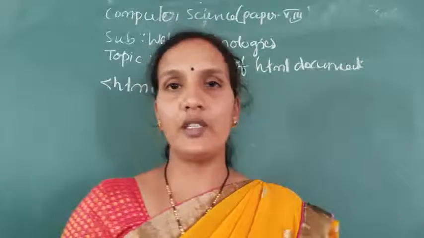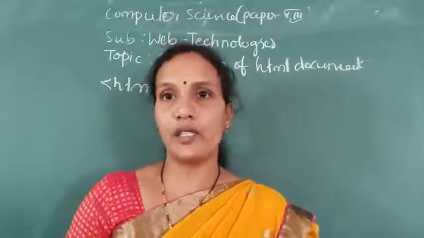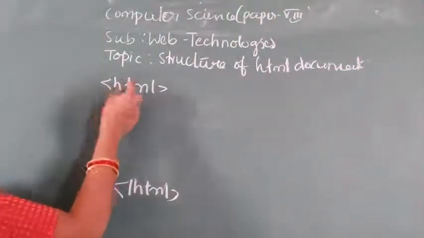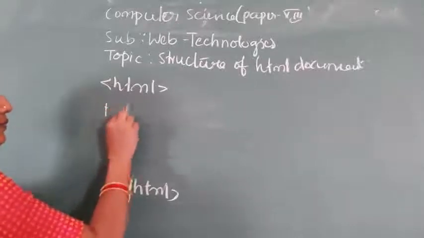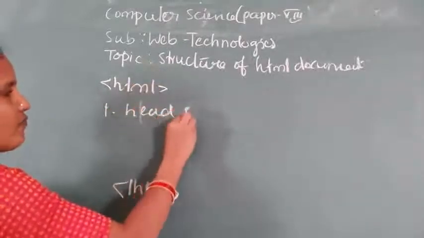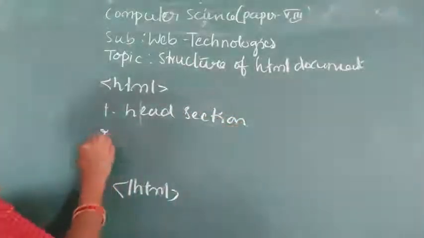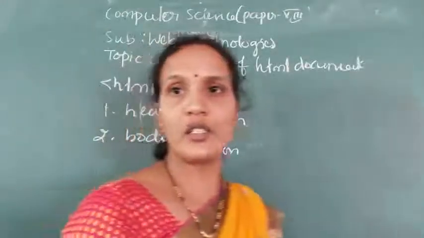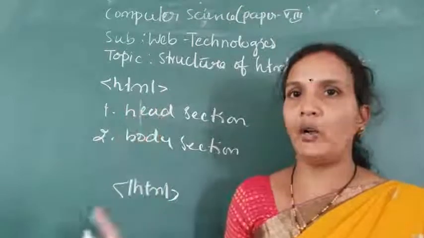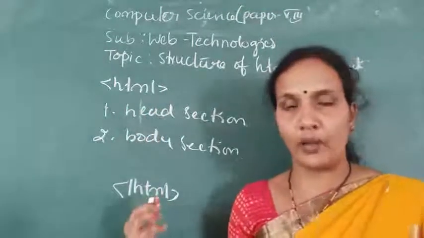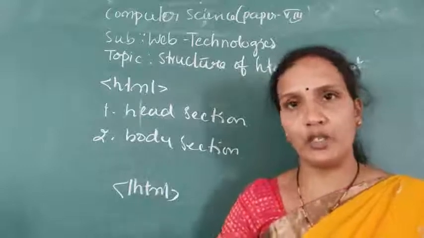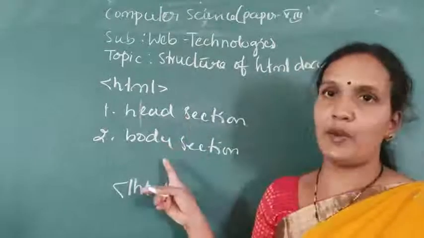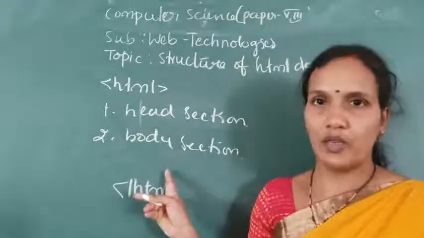So when you are designing an HTML document, there are two sections that should be included inside the HTML opening and closing. The first one is the head section. The second one is the body section. Okay, so all the HTML documents should start with HTML opening and end with HTML closing. Between them, there are two important sections: the head section and the body section.